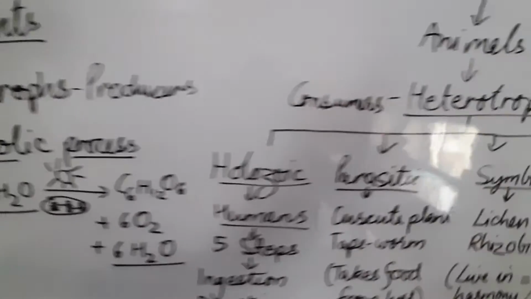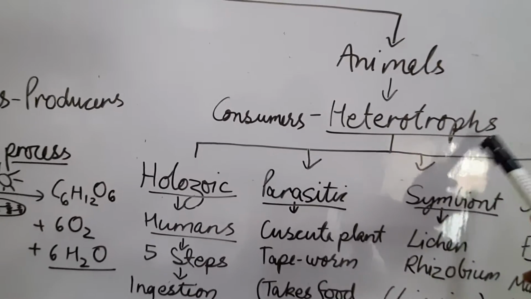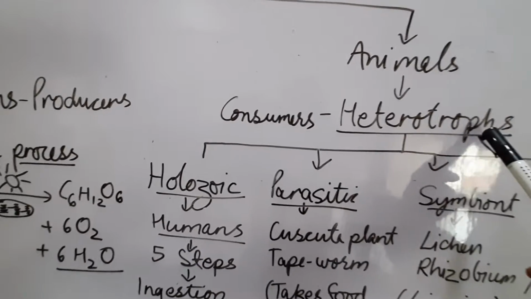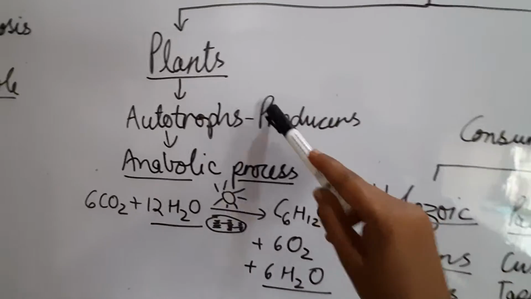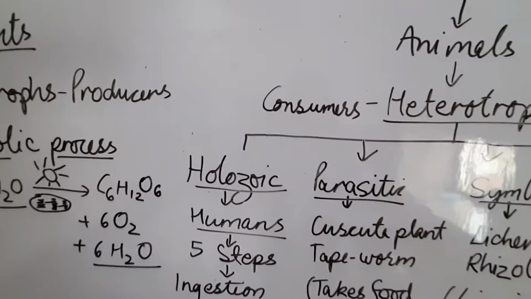Now what about animals? Animals are heterotrophs. They require energy which they gain from these producers. So that is why heterotrophs are called consumers.